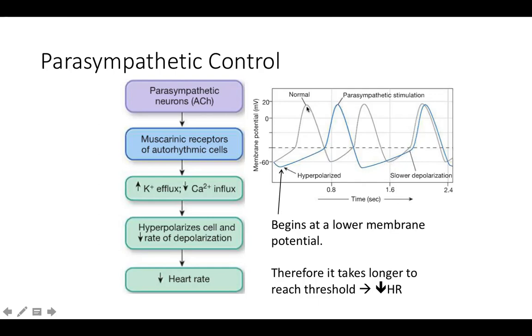So in the time that this normal heart rate beat 3 times, this blue outlined heart rate for the parasympathetic nervous system, it only beat twice. So it begins at a lower membrane potential, takes longer to reach threshold, and therefore the amount of discharges per minute is going to go down. So your heart rate goes down with parasympathetic nervous system control.